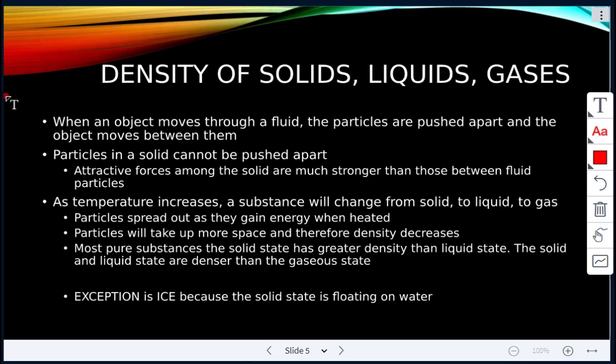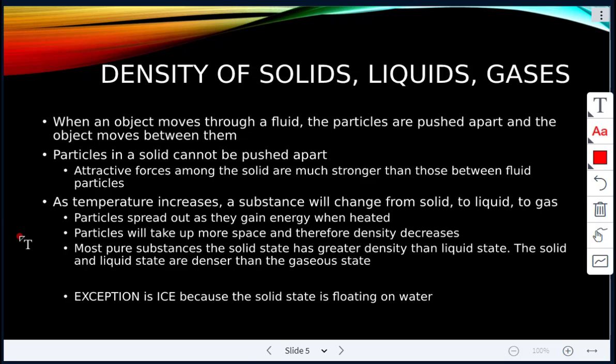Continuing with density of solids, liquids, and gases, when an object moves through a fluid, the particles are pushed apart and the object is able to move between them. Particles in a solid cannot be pushed apart because the attractive forces between the particles are much stronger than between fluid particles. As temperature increases, a substance can change from a solid to a liquid to a gas. Particles spread out as they gain energy when heated. Particles take up more space and therefore density decreases.